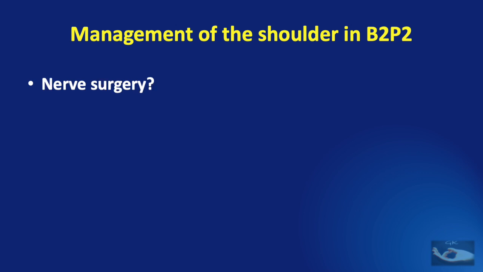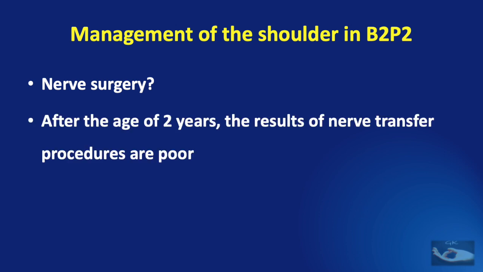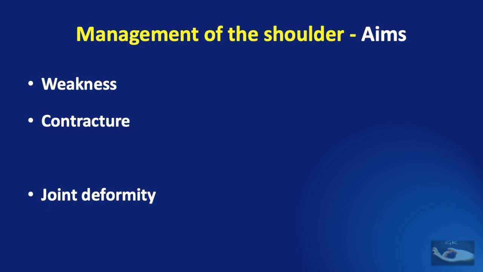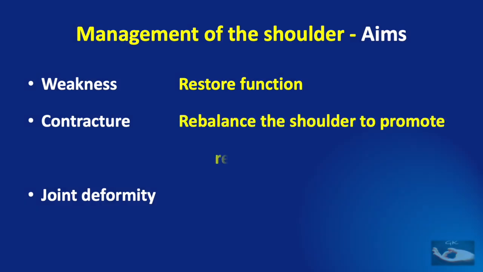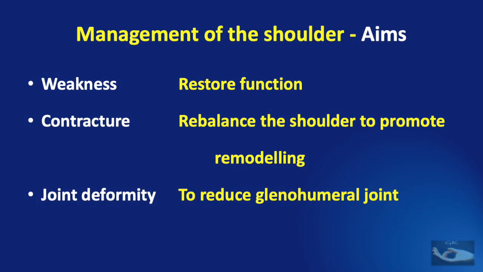Can we do nerve surgery now to correct these problems? After the age of 2 years, the results of nerve transfer procedures are poor. So, how do we manage these problems of the shoulder, and what are the aims of management? Since there is weakness of one group of movements or muscles acting on the shoulder, we need to restore function. Since there is a contracture of the shoulder, we need to rebalance the shoulder to promote remodeling. And since there is a joint deformity, we need to reduce the glenohumeral joint.